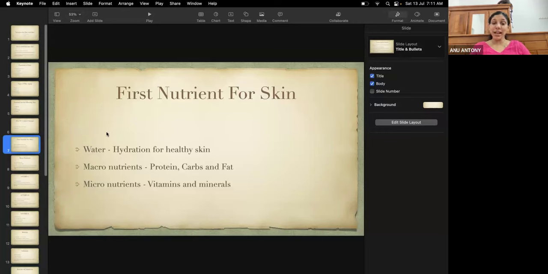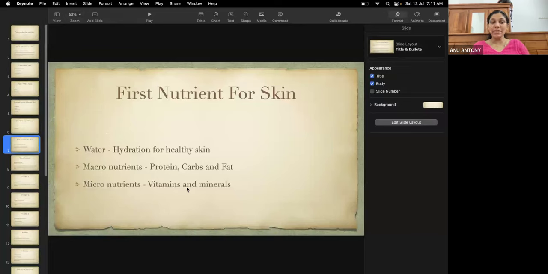Macronutrients: proteins, carbohydrates, and fats. This is something which we miss. People nowadays reduce the amount of carbohydrates and fats in their diet. They focus only on protein, because of the fear of weight gain. That is not the way you have to schedule your diet. We need everything in a minimum quantity.